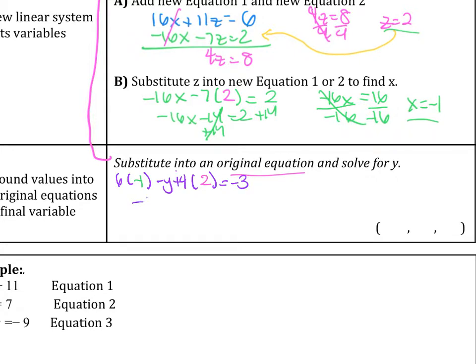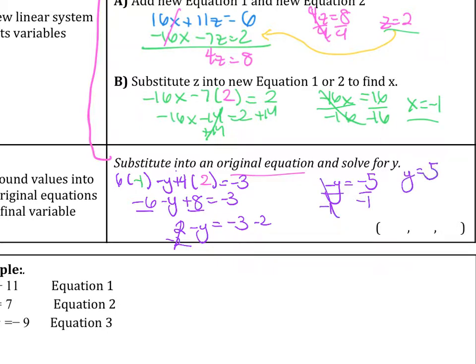So we'll solve. This is negative 6 minus y plus 8 equals negative 3. Negative 6 plus 8 is a positive 2 minus y equals negative 3. Subtract 2. Negative y equals negative 5. And I can't leave it negative, so I divide by a negative to get rid of it. So y equals a positive 5.